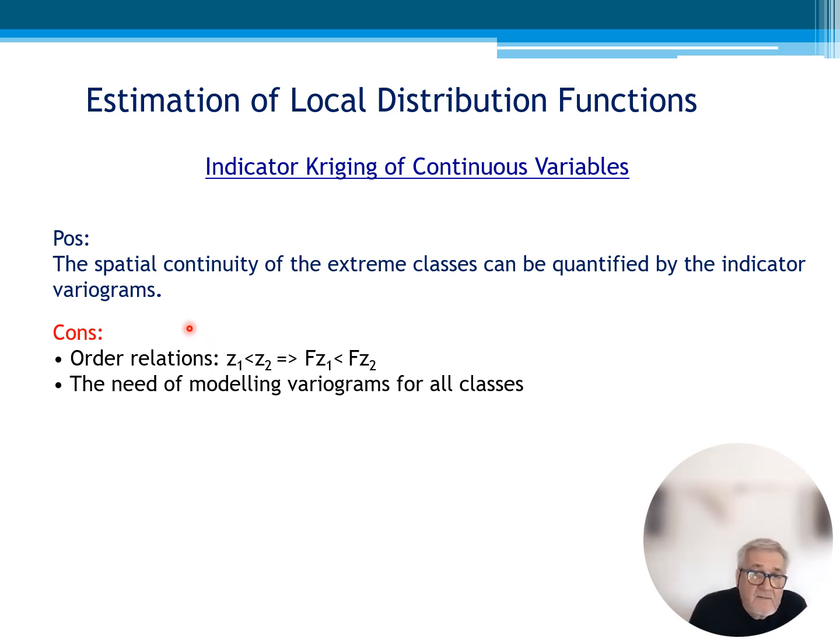What are the drawbacks of this method? Well, there is the order relation: when you have z1 lower than z2, F of z1 must be lower than F of z2. But as we estimate each class separately, this order relation sometimes cannot be observed. But this can be corrected a posteriori. It's not a huge drawback. The main one is the second: the need of modeling variograms for all classes.